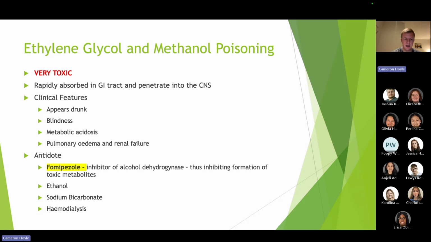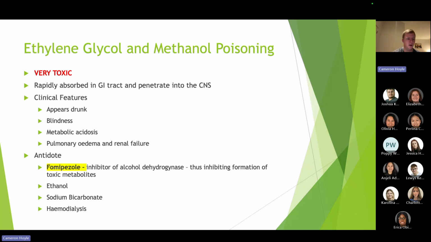The antidote is fomepizole, which is an inhibitor of the alcohol dehydrogenase. So the way that these cause problems is because of the metabolite that's formed as they get broken down. But what the fomepizole does is prevents the formation of these toxic metabolites, and they can just be excreted out.